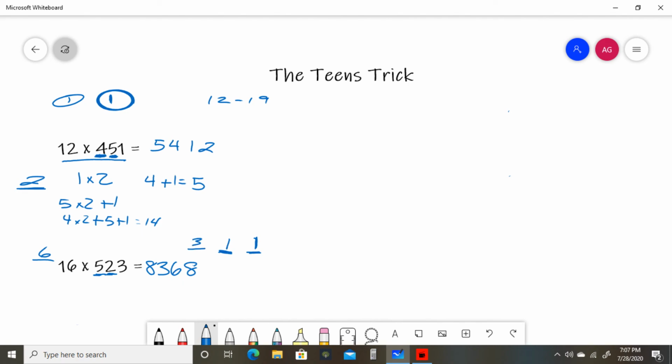Finally, we don't have any more digits that we can move to the left on. And so what we do then is take our leftmost digit and add any carries that we still have. So we use our 5, add our carried 3, and you get 8. So 16 multiplied by 523 is 8,368. And that does it for the teens trick.